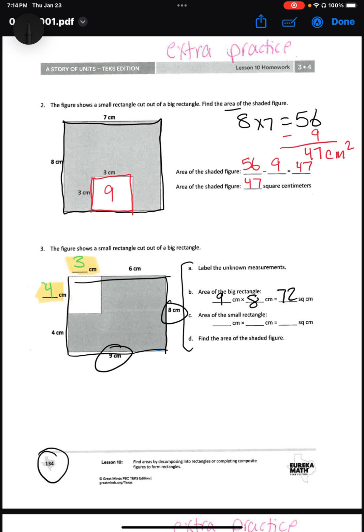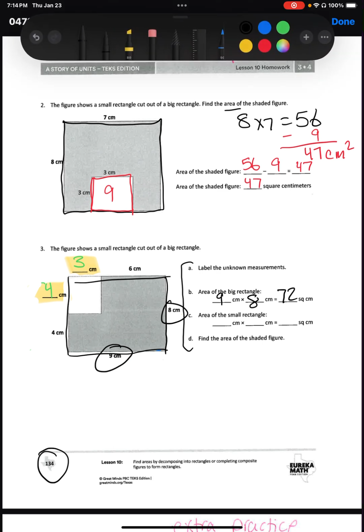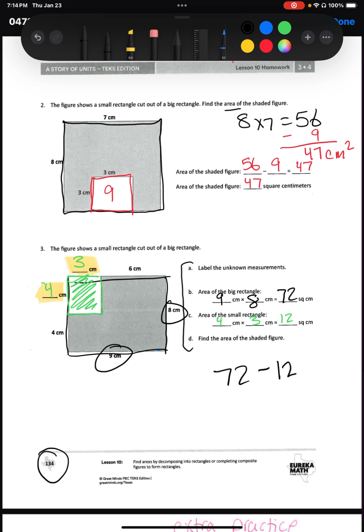And then C says, what is the area of the small rectangle? So now we want the area of just this rectangle, the part that's been cut out here. We're going to multiply 4 times 3, which is 12. To find the area of the shaded figure, we're going to take our total area, which is 72 for the entire shape, subtract the part that was cut out. 72 minus 12 equals 60.